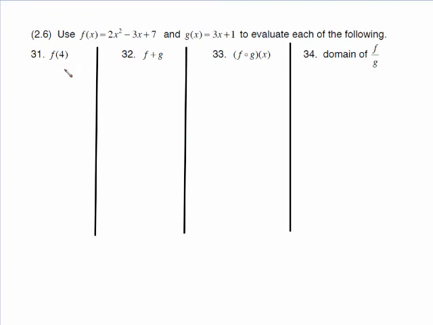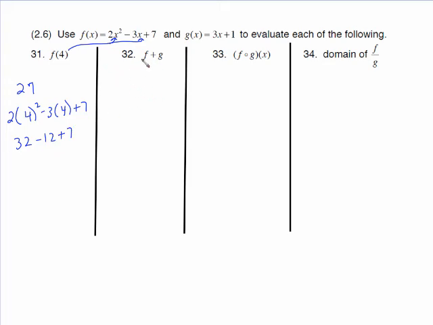Next section is some function operations. 31 asks us to do f of 4. F of 4 just asks us to plug 4 in and do that arithmetic. You can use your calculator and just stuff the 4 in there. You can do it by hand, but either way it works out to be 27 because it's 2 times 4 squared minus 3 times 4 plus 7. 4 squared is 16 times 2 is 32 minus 12 plus 7 gives us 27.